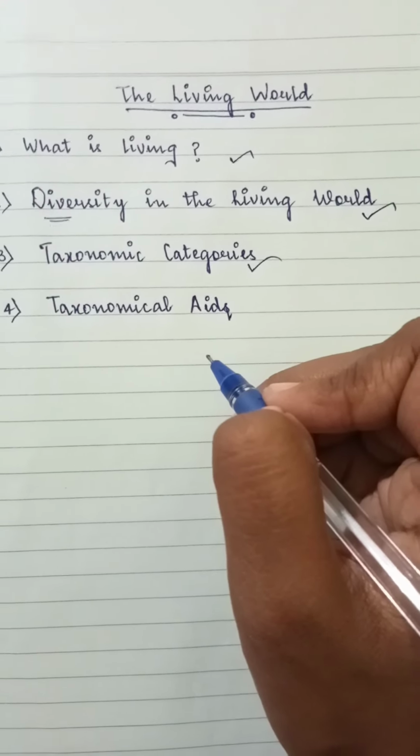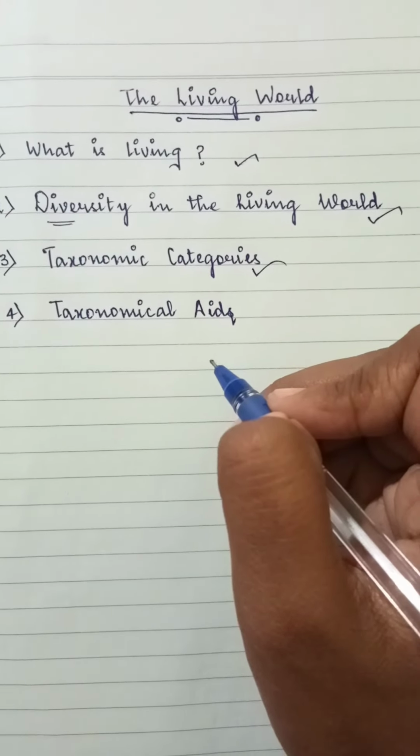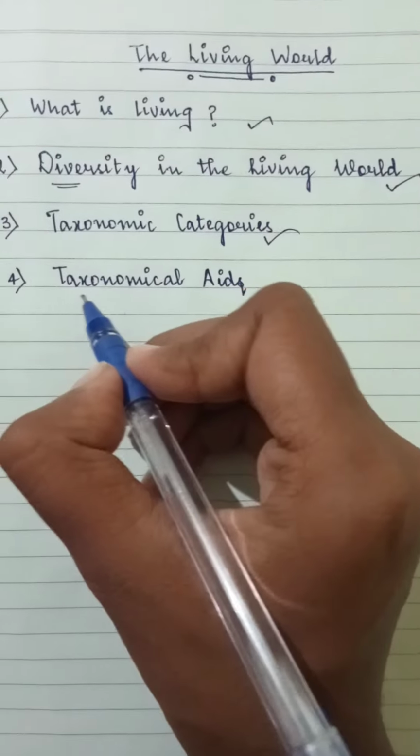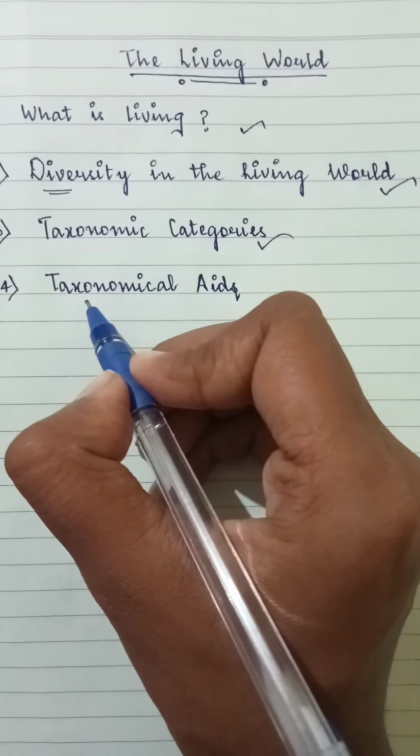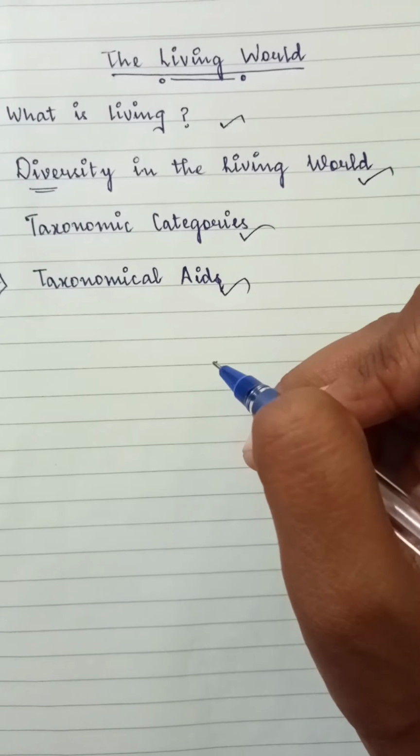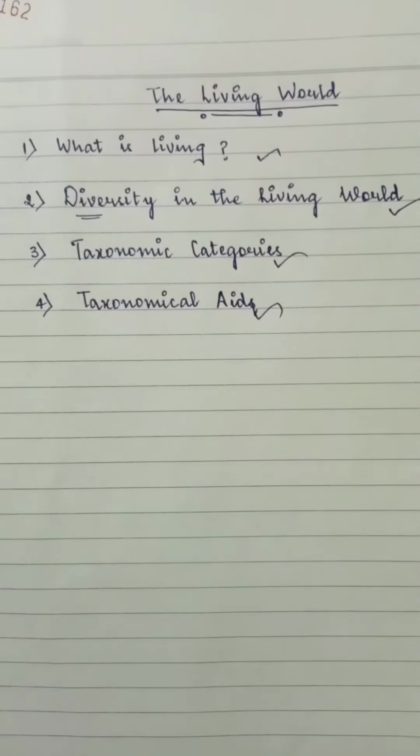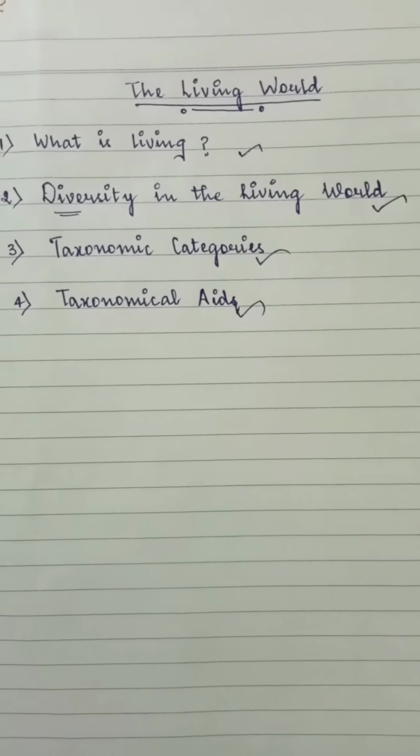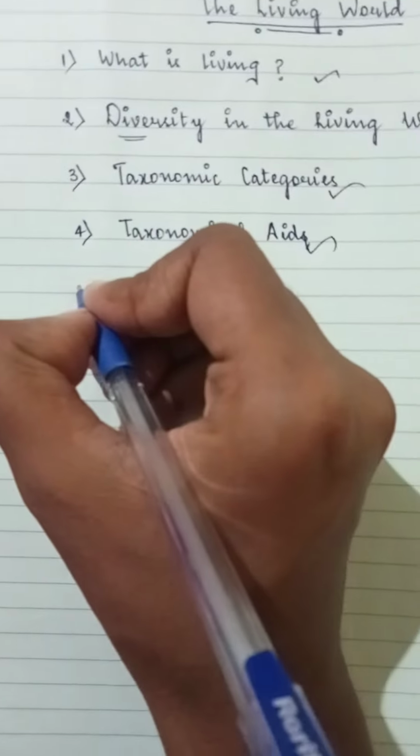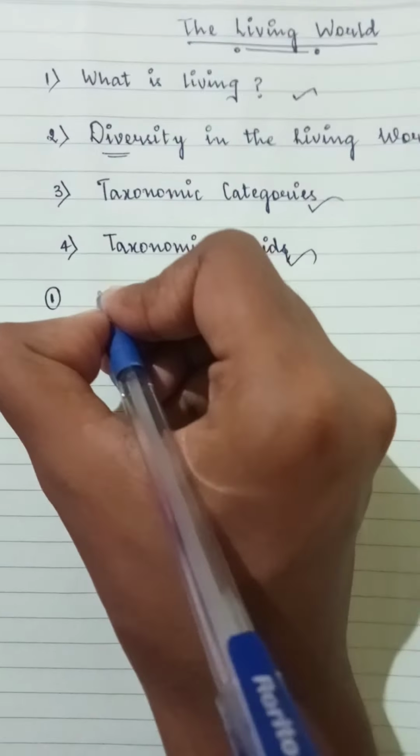Taxonomy is the study of classification of living organisms, which would be detailed in this topic. And the fourth topic is taxonomical aids. What are the aids which we use in the study of taxonomy? That's the fourth thing which we are going to deal with in this chapter. To start with, I'm going to start with what is living.